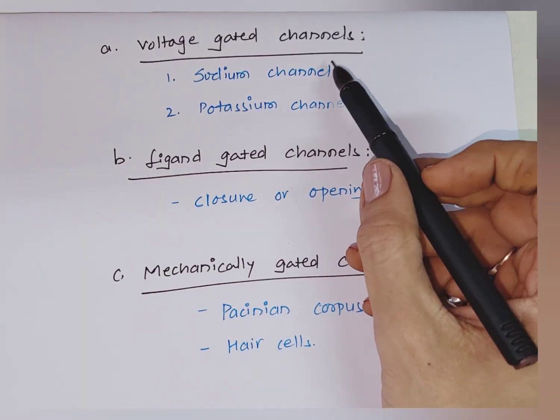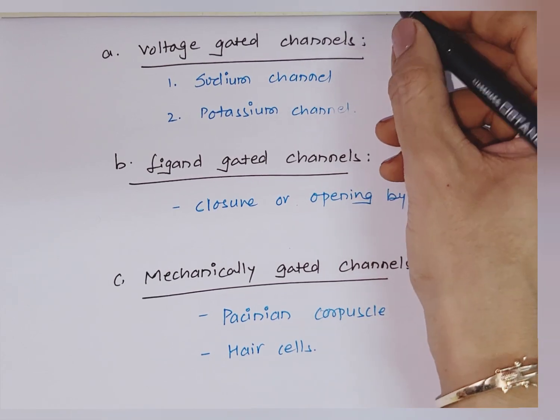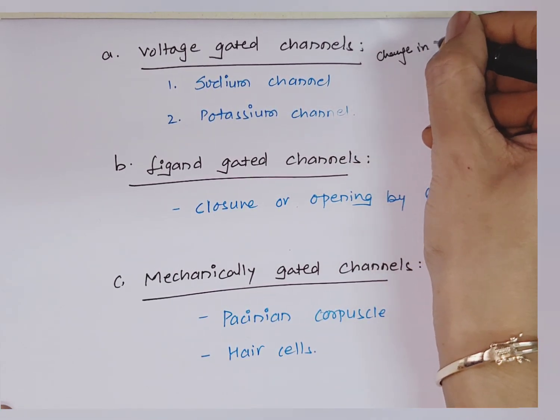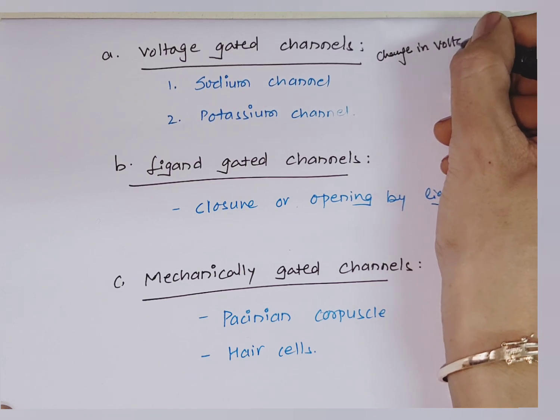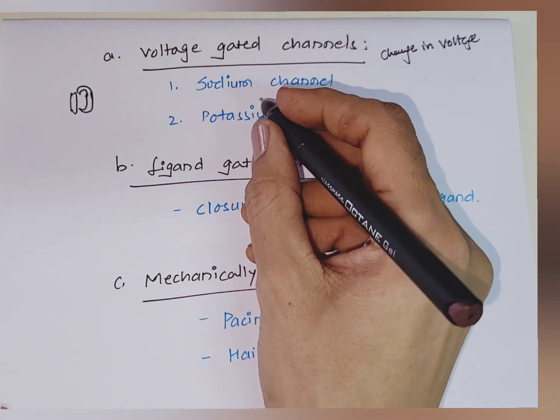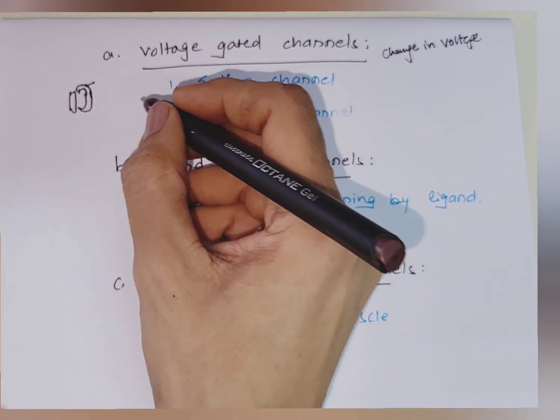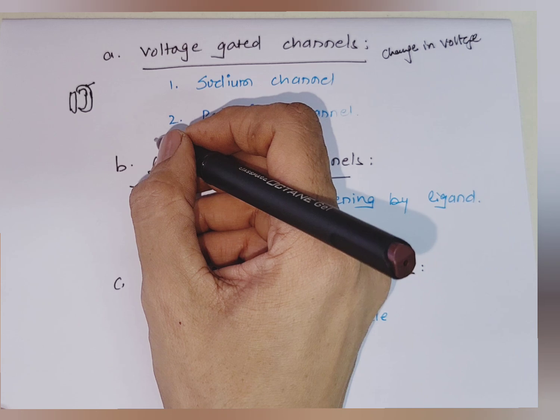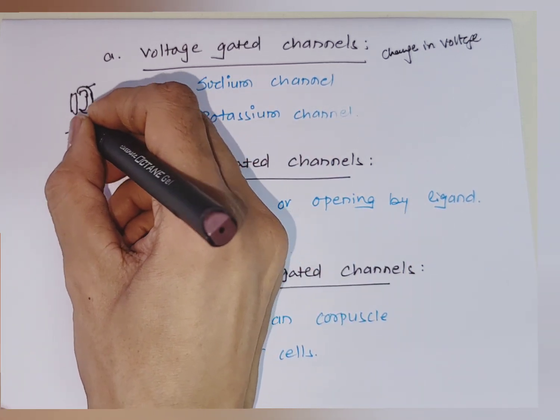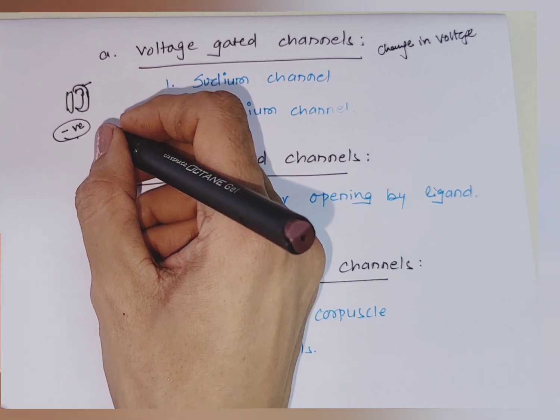Voltage gated channels, as the name suggests, are opened or closed by change in the voltage. For example, if we are talking about sodium channels, the gates for the sodium channels are located outside, and these gates are closed till there is strong negative charge inside the membrane. Means when the inside of the membrane loses its negative charge, then the gate will open.